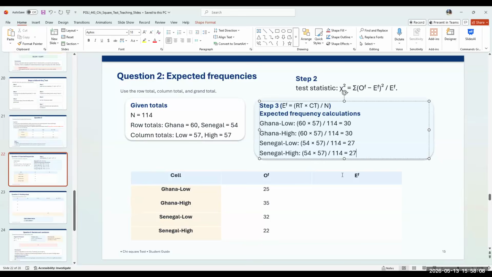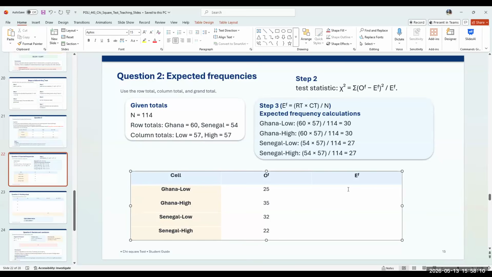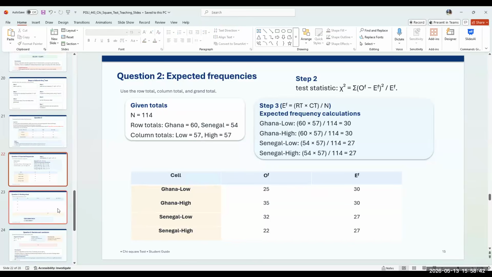So Delali, let's fill in the figures here. What are the values for EF? Give me the value for EF. 30, 30, 30, 30. Then 27 and 27. Thank you very much. Super, I'm very grateful. So now let me leave you alone.